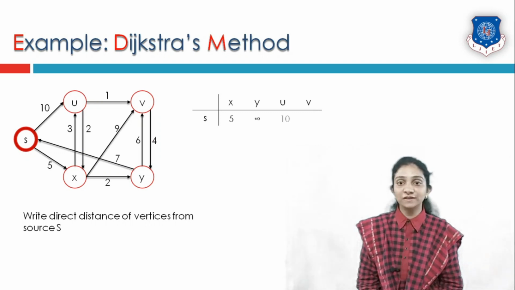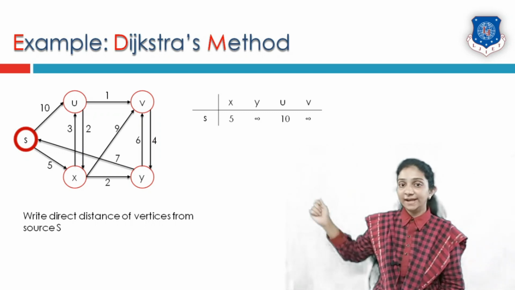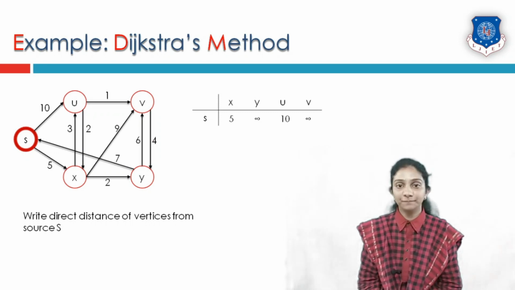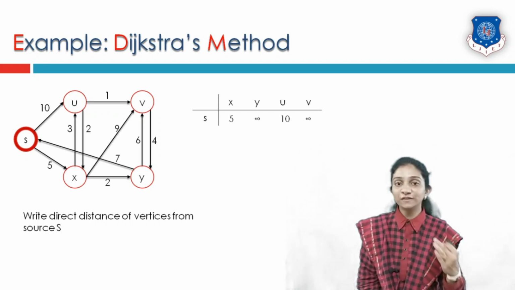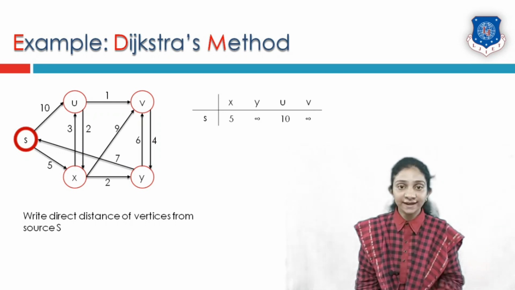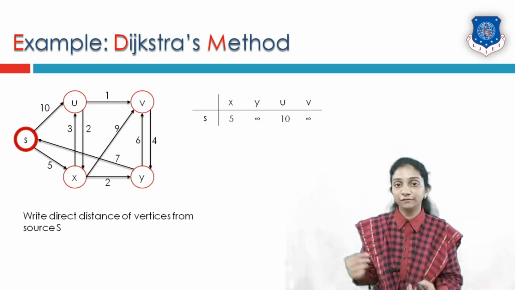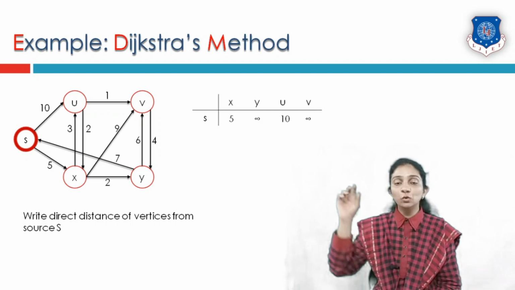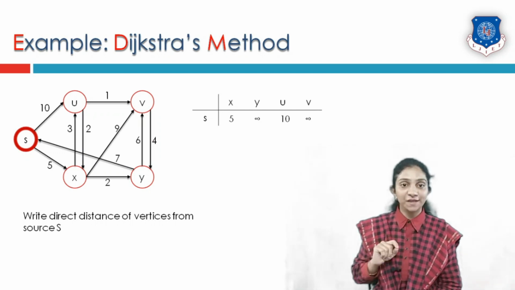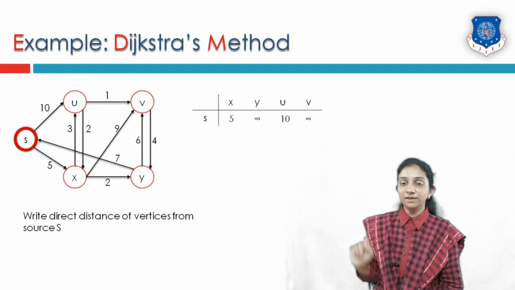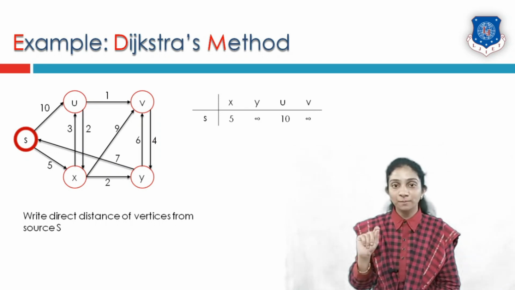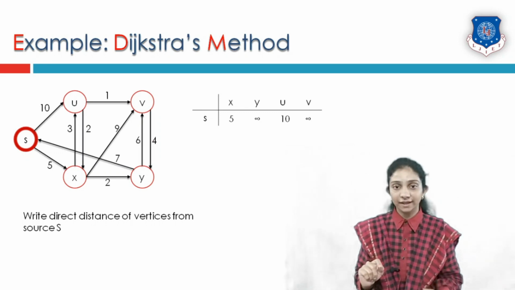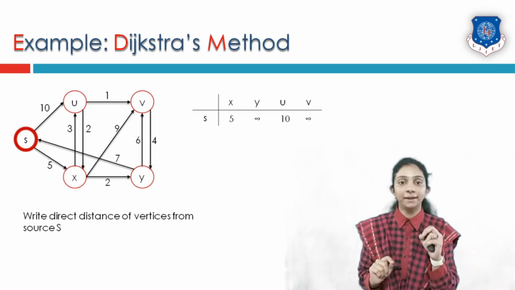The very first distance is between S and X. The direct edge has weight 5, so the first entry is 5. The second entry is from source S to Y. There is no direct edge or connection from S to Y, so an infinity sign is placed. From S to vertex U, there is a direct edge with weight 10, so the entry here is 10. And from S to V, there is no direct edge. There are indirect paths, but here we are only considering direct paths.